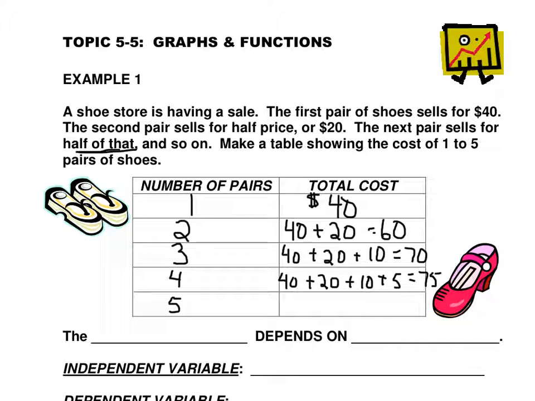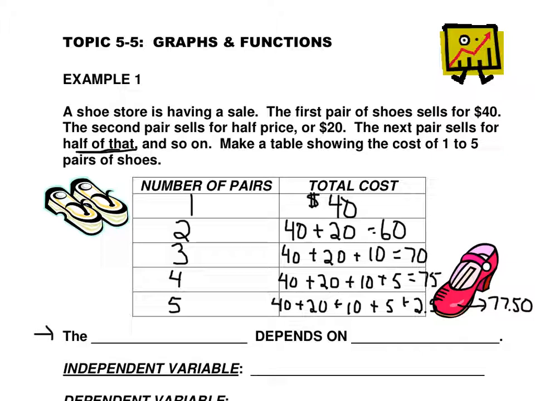So if you buy 5 pairs of shoes, you'd end up with 40 for the first, then 20 for the second, 10, 5, and then what would you pay for the 5th pair? $2.50. So the total for that would be $77.50.